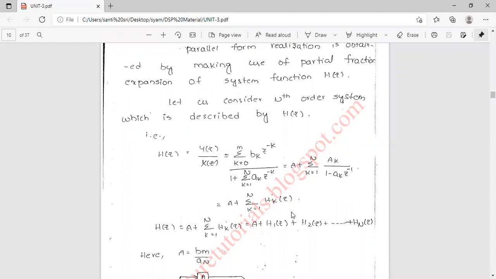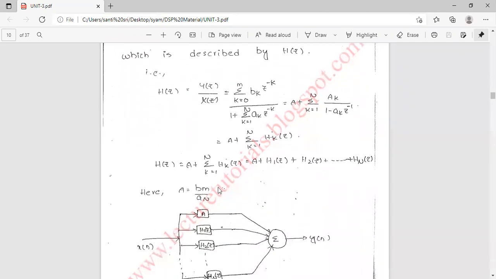So it is a plus sigma k equal to 1 to n Hk of z. This is called Hk of z, alpha by 1 minus alpha. Okay, so H of z equal to a plus sigma k equal to 1 to n Hk of z, that is equal to a plus H1 of z plus H2 of z up to Hn of z. Here a is bm by an. Okay, bm by an.